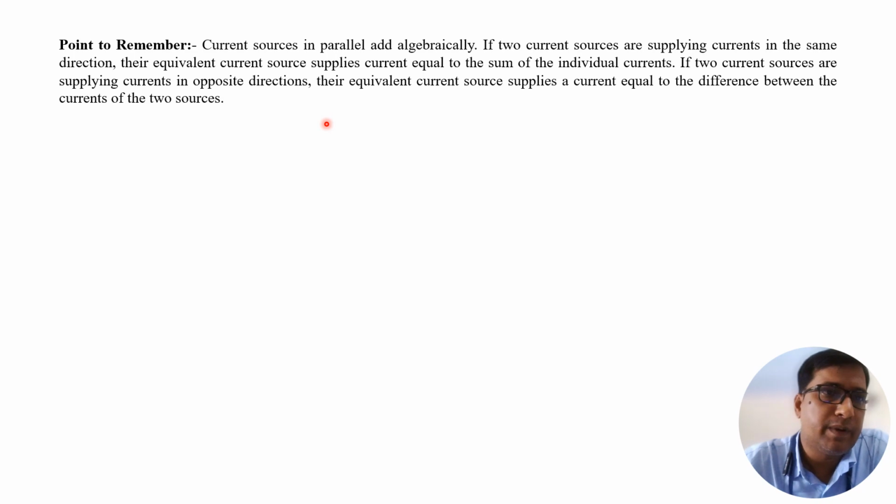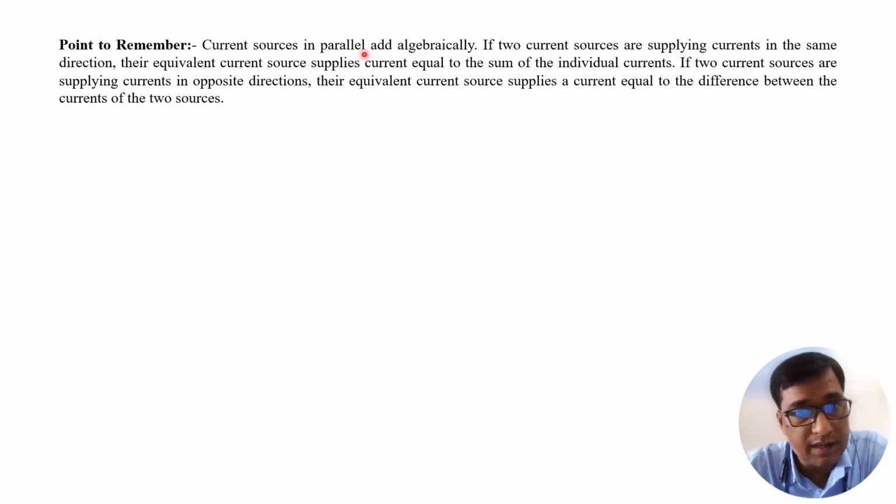The next point to remember is that current sources in parallel can be added with the algebraic rule. If two current sources are supplying current in the same direction, their equivalent current source supplies current equal to the sum of both individual sources. Similarly, if two current sources are supplying current in the opposite direction, their equivalent current source supplies a current equal to the difference of the currents of the two sources.